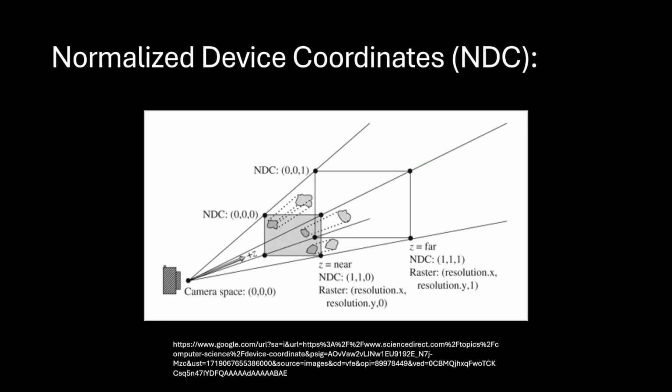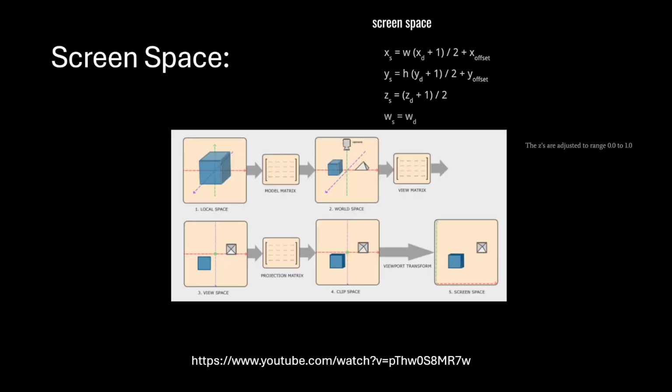So next one is normalized device coordinates, or NDC. These coordinates are normalized to a range of -1 to 1. The clip space coordinates are divided by their W component to get the NDC. Next one, screen space. Screen space is the final 2D coordinate system of the screen. NDC coordinates are transformed to screen space through a viewport transformation, mapping them to pixel coordinates.